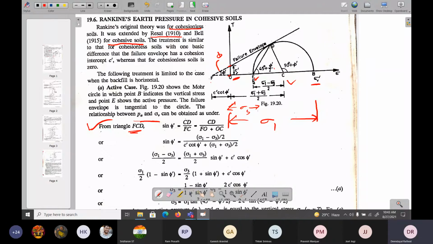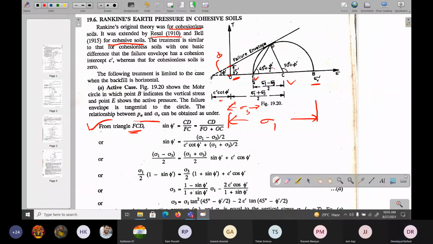So what is CD? Sigma 1 minus sigma 3 by 2, major principal stress minus minor principal stress divided by 2. FO would be c dash cot phi dash, and OC is sigma 1 plus sigma 3 by 2. Slowly you just come down. And finally it can be written in this way.